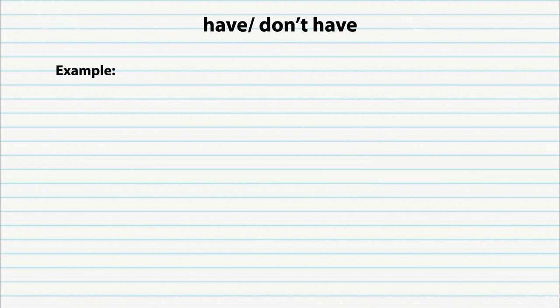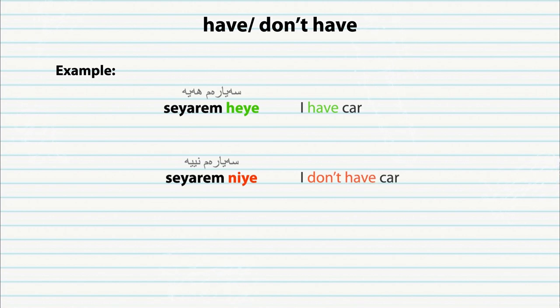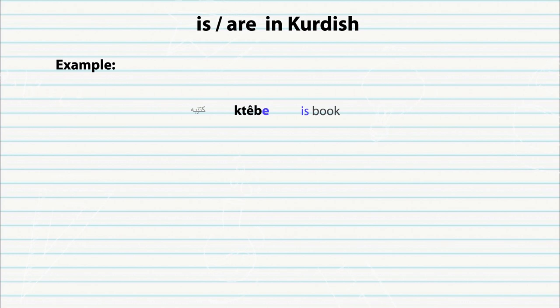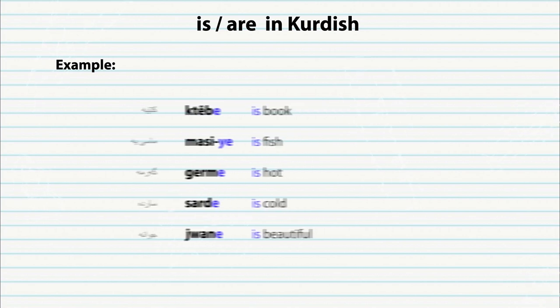For example, seyarem heye, seyarem niye. To say it is with a noun or adjective, we attach a or ye at the end of the word. For example, kteba, masiya, germa, sarda, juana.